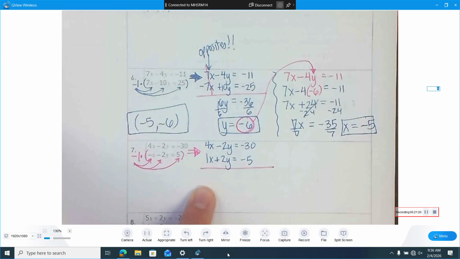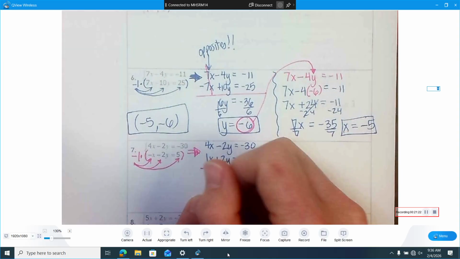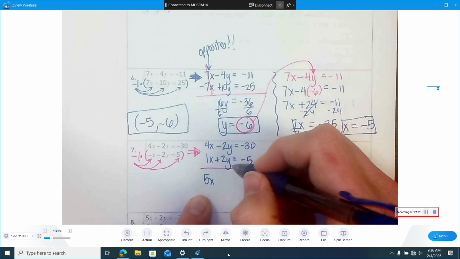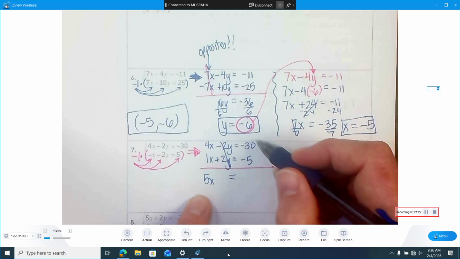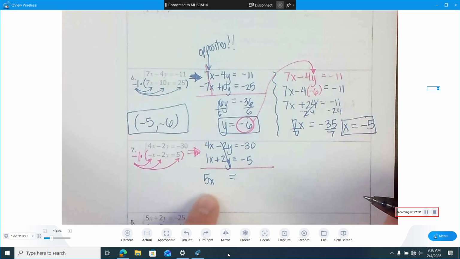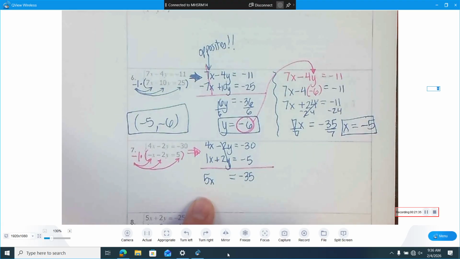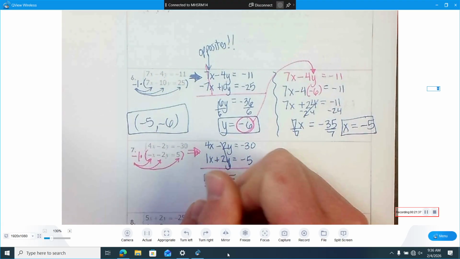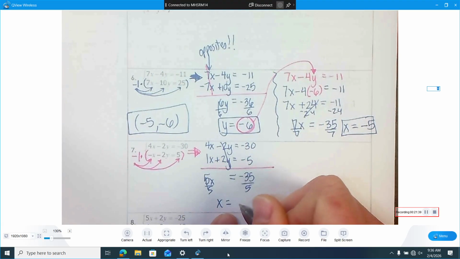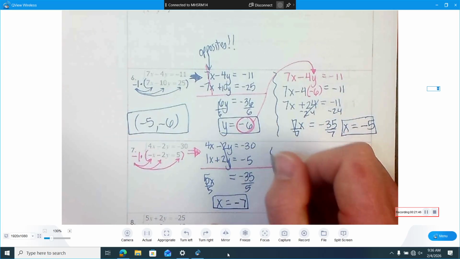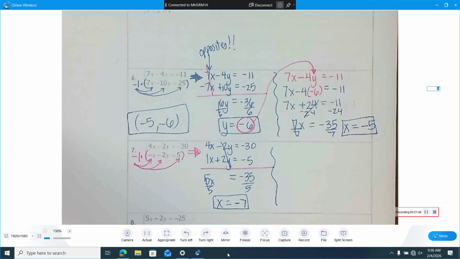4x's plus 1x is 5x. Negative 2y and positive 2y? 0. Equals, we have a whole lot of negatives. How many negatives do we have? Negative 35. Good. And then we should divide by 5, and x equals negative 7. Good. Negative 7. Great, great, great. And then the last step is to substitute.